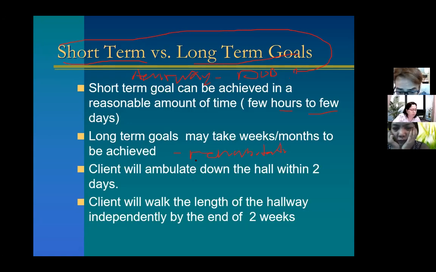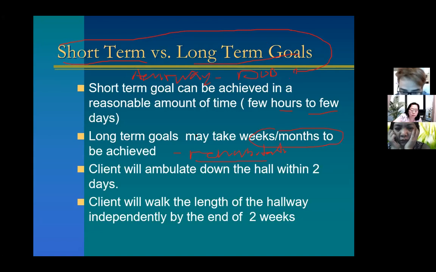Ayan. So kapag rehabilitation, of course, hindi mo ito makukuha ng oras lang or araw. This can be weeks or months. Okay? Then client will ambulate down to the hall within 2 days. Tama or mali? Tama, because you don't expect a person na maglalakad na siya after an hour lang. Then client will walk the length of the hallway independently by the end of 2 weeks.